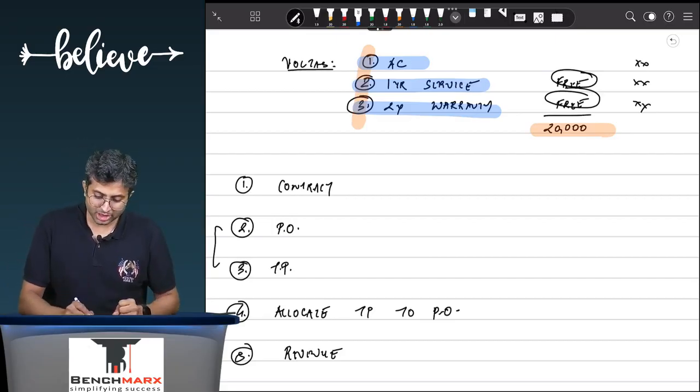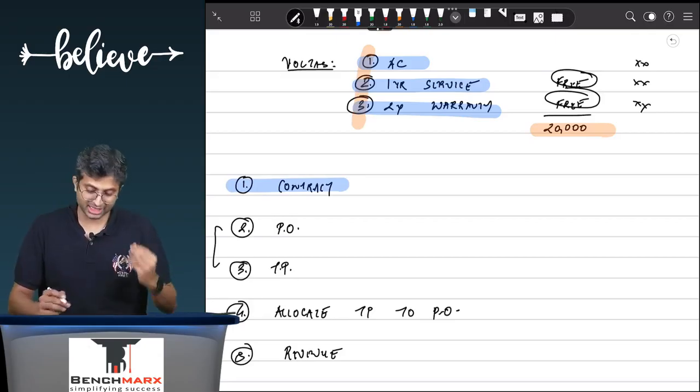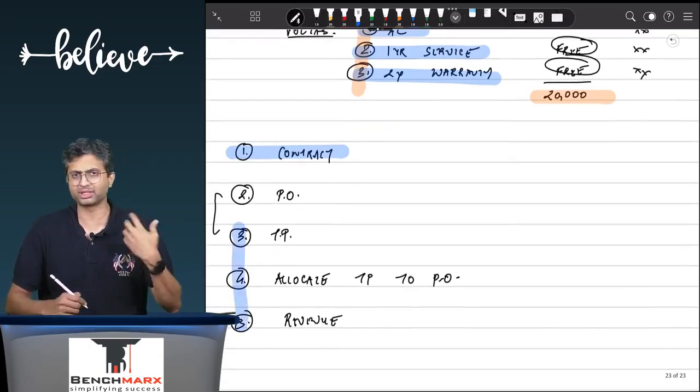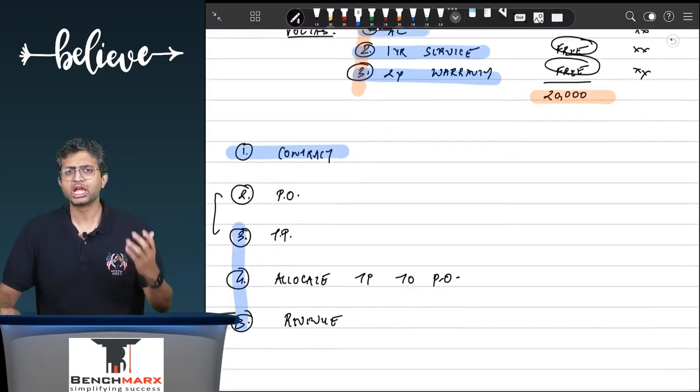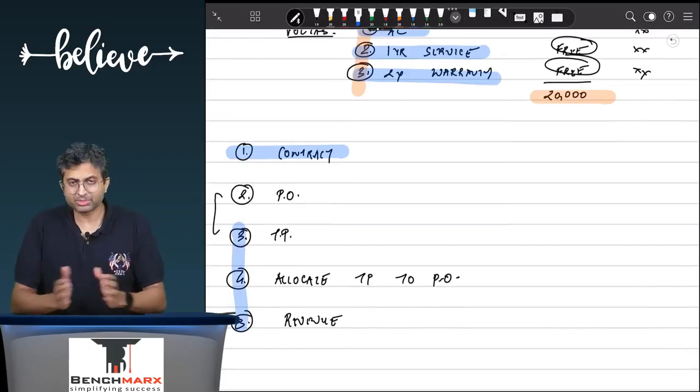So what are we going to study? We are going to study all the steps. From an exam standpoint, in my opinion, steps 3, 4, 5 are the most important. But nevertheless, we'll study step number 1. What is step number 1?